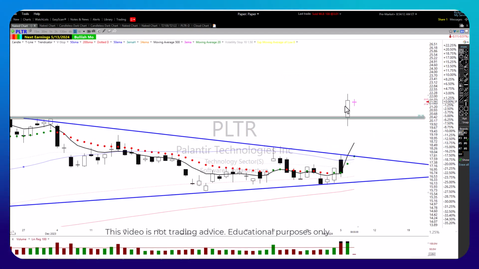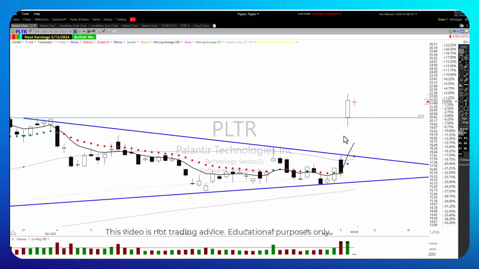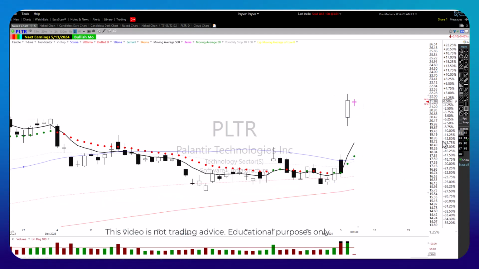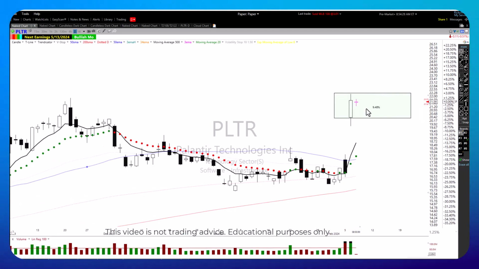PLTR. Now that PLTR has had earnings, we popped up right in here. Let's put the buy box in this. Actually, let's get rid of all this down here first. There we go. So I'm simply going to wrap that candle, the first candle. Now we're going to wait for that entry. I could enter up here. I don't necessarily have to wait for it to pull back for the T-line or wait for the T-line to move up. We could see something like this.